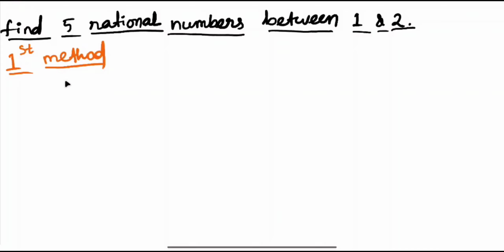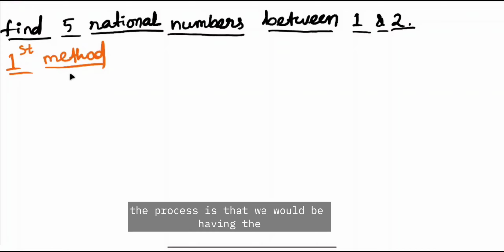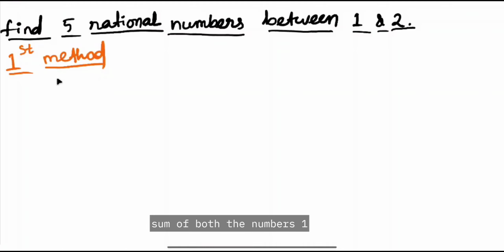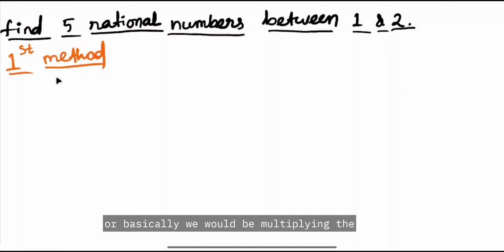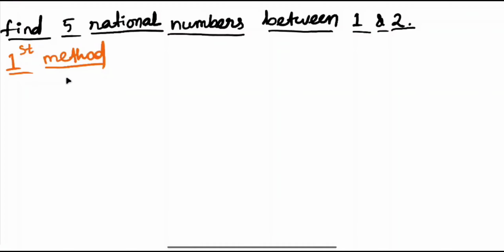The process, I am explaining it to you. The process is that we would be having the sum of both the numbers 1 and 2, and then we would be multiplying that sum with 1 by 2, or half. So the first method is that we directly add the given numbers and multiply by 1 by 2.